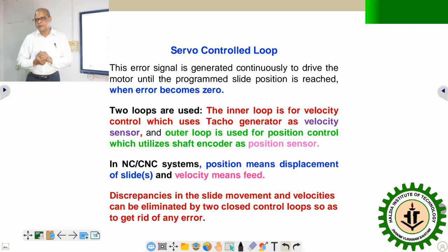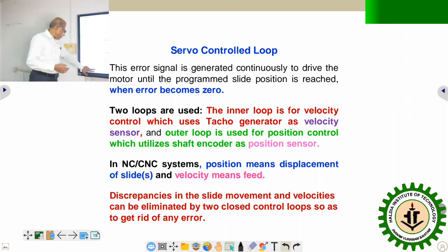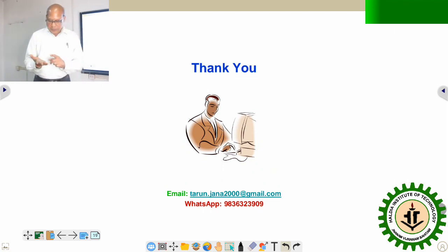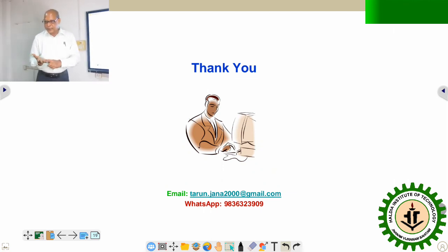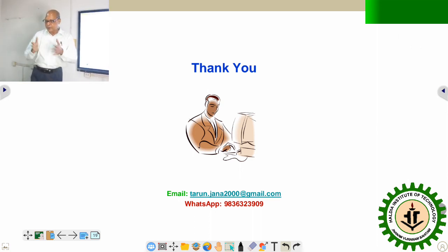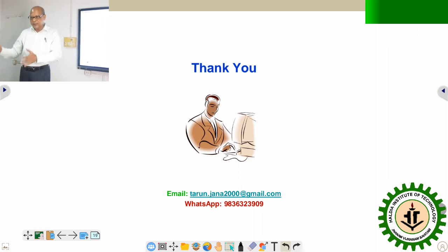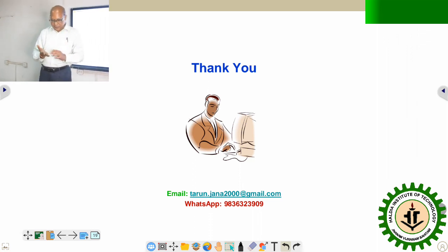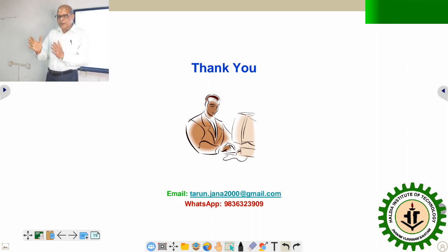Okay, so that is the essence of your servo control loop. So that's all about today's lecture. So we had covered the axis nomenclature, this positioning system basis for classification, point to point, contouring, continuous, linear, circular, cubic. These are one part.